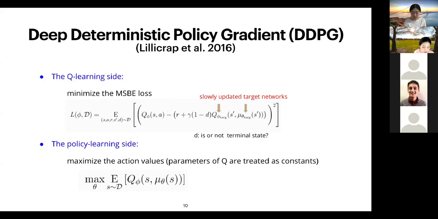Then on the policy learning side, you are just maximizing the current one: the current Q network parameterized by phi and the current policy network parameterized by theta. So the Q learning uses delayed, slowly updated target networks for both the Q network and the policy network, but the policy learning side just uses the most updated ones. I don't understand why they do it this way, why in Q learning they want to update slowly whereas in policy learning they use the current one. I don't know if anyone has some intuition for this, but this is what the algorithm is doing.